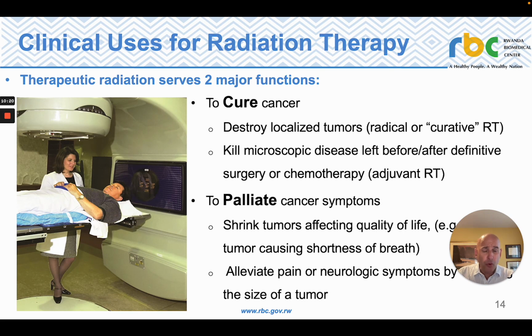The other very important use of radiotherapy is to try to palliate cancer symptoms, to help patients deal with symptoms related to their disease. The way it does this is by shrinking tumors that are affecting quality of life. Examples would be a big tumor in the chest that may be compressing a bronchus, causing shortness of breath. It can also palliate cancer symptoms by alleviating pain, such as in a bone, or it could palliate symptoms by removing compression against the spinal cord by shrinking the size of the tumor.